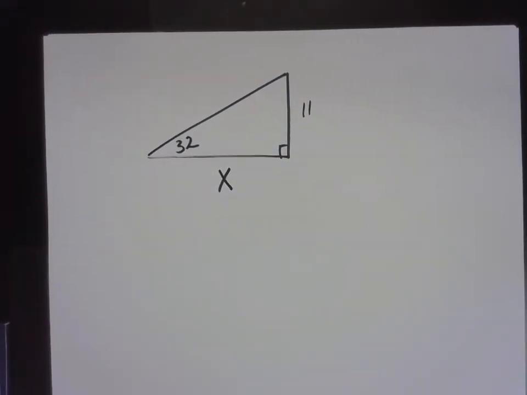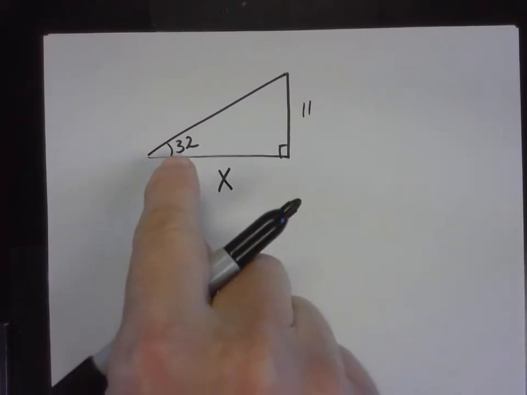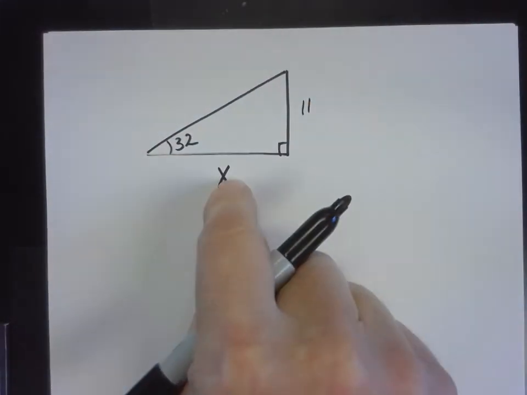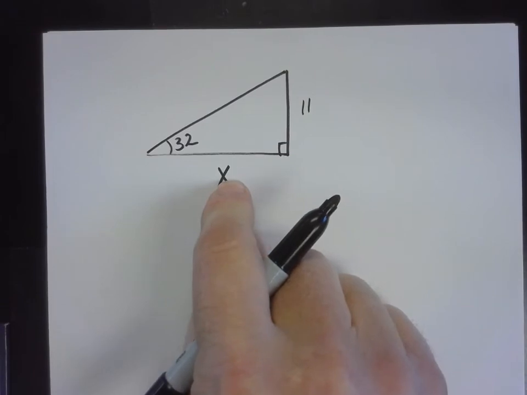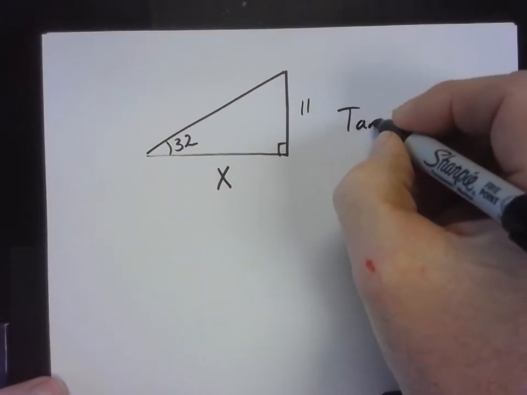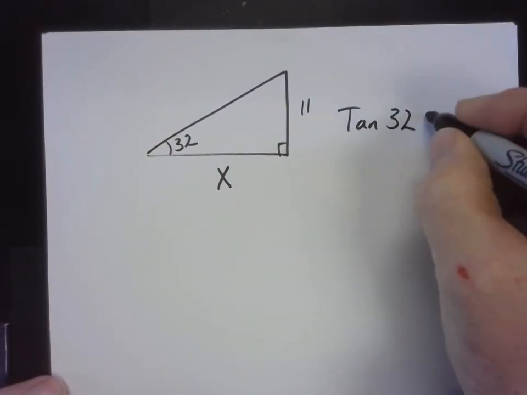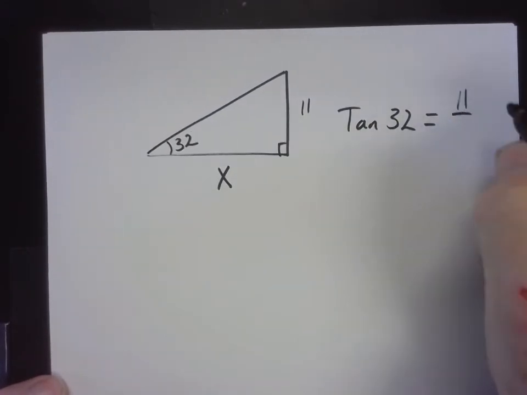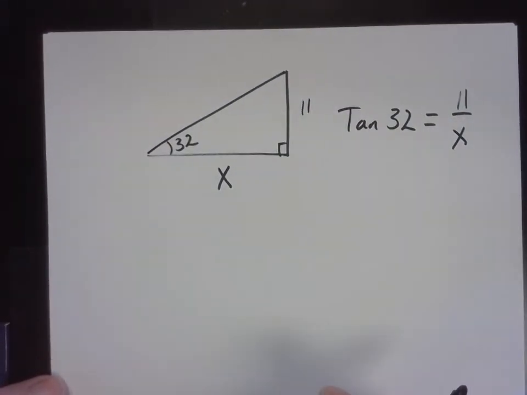When I look at that triangle, first thing I think about is, okay, I got 32 degrees, I got the opposite and the adjacent. So what do opposite and adjacent make me think of? Tangent. Doesn't make me think sine or cosine. We'll talk about that later. It makes me think tangent. So I know that the tangent of this angle is equal to the opposite divided by the adjacent. Now can we solve for x?